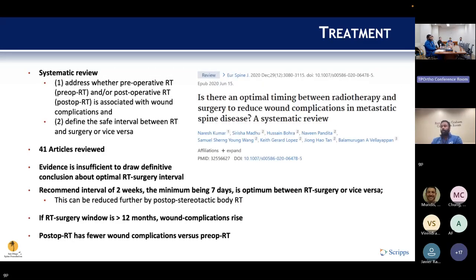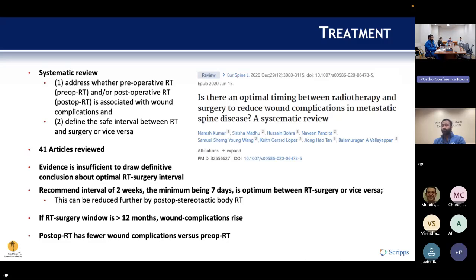And here's a more modern update on where we're at with some of these factors that affect spinal metastasis surgery today. Specifically looking at timing between radiotherapy and surgery. This is a systematic review from 2020 looking at this exact question and also attempting to establish a safe interval. They reviewed 41 articles and ultimately came to the conclusion that there was insufficient evidence.